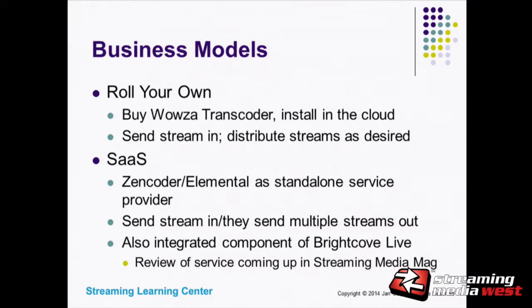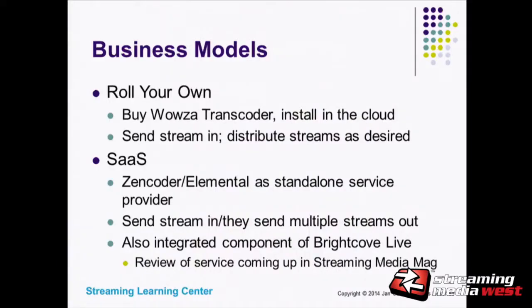And there are several ways to do this. You can roll your own. Wowza Media, or I guess it's Wowza Streaming Engine now, has a transcoder module. So if you want to install that in the cloud, you can create your own cloud transcoding utility, and they rent this by the day, by the week, by the month. So that's one way to do it. The other way to do it is through the software as a service model, or the platform as a service model, where Encoder and Elemental, some of the other people that we looked at a moment ago, provide that service.